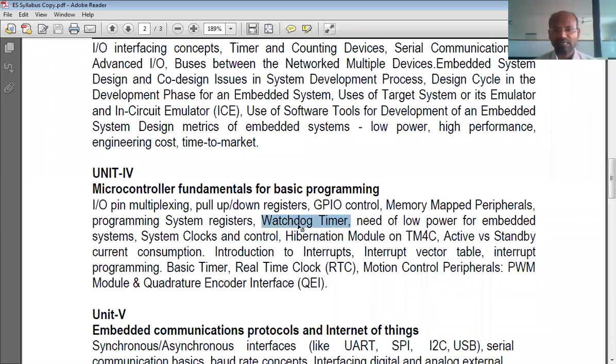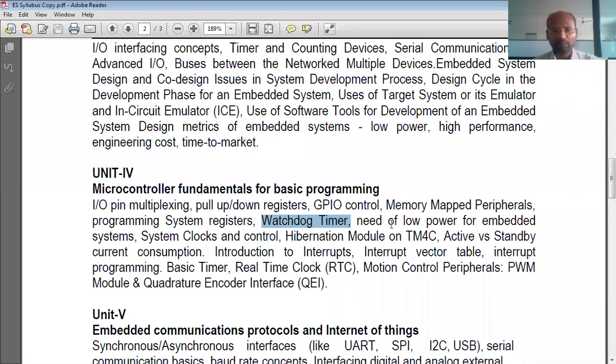If, because of some issues, the microcontroller gets stuck and it won't run the program, then what happens is this watchdog timer hardware resets the microcontroller. Okay, that is the thing.